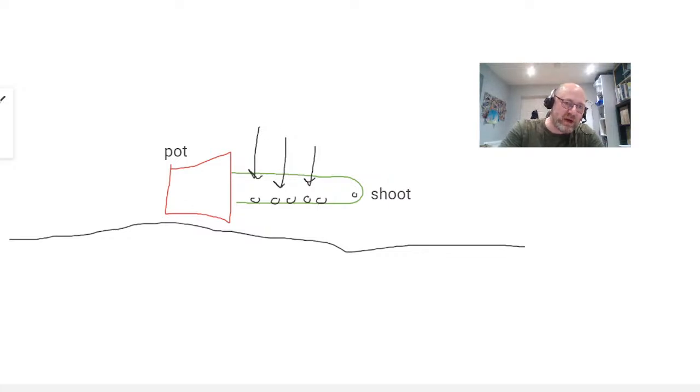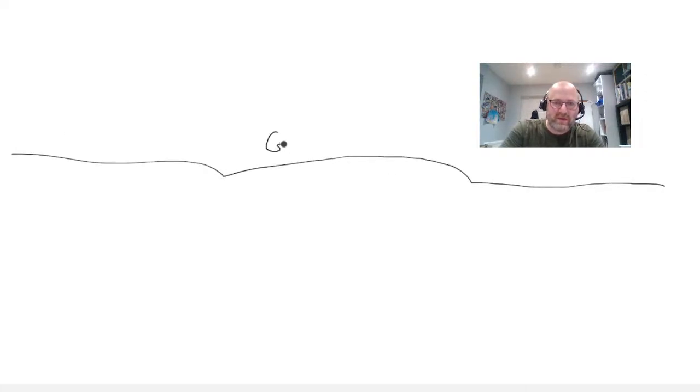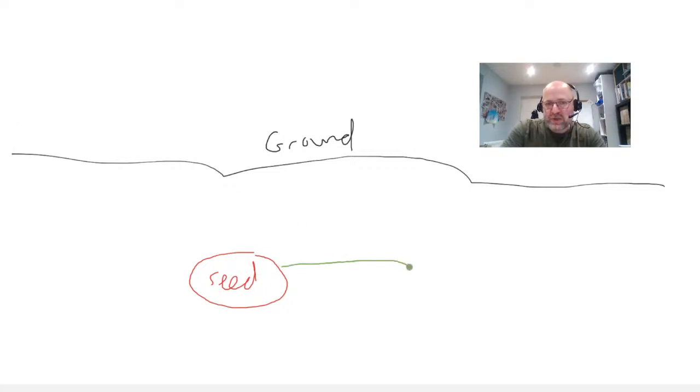Actually, let's put the shoot underground. Then we don't need light involved. In fact, let's clear this and do this a little bit more sensibly, because then I can do both just like this. This is the ground. Let's just bust this out quickly. This is a seed. Let's deal with a shoot.